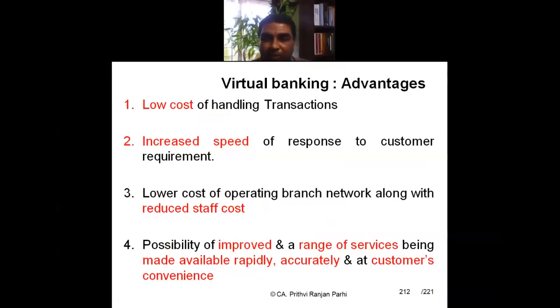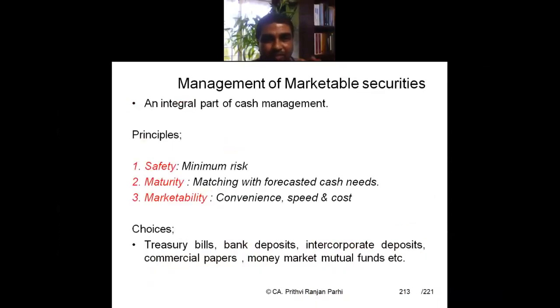Virtual banking or electronic banking, or banking through use of IT, has various advantages. It is low cost, it increases the speed, it reduces staffing cost, and there is the possibility of an improved range of services being made available rapidly. So these are some theoretical aspects, advantages you can say.